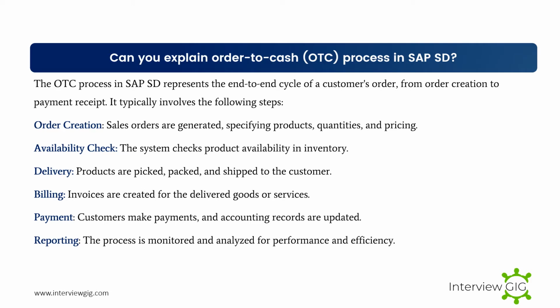Delivery: products are picked, packed, and shipped to the customer. Billing: invoices are created for the delivered goods or services. Payment: customers make payments, and accounting records are updated. Reporting: the process is monitored and analyzed for performance and efficiency.